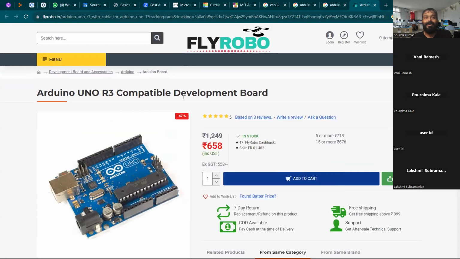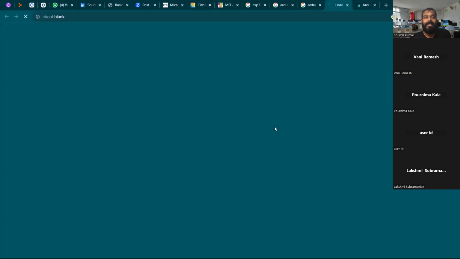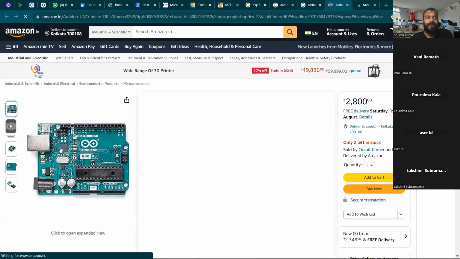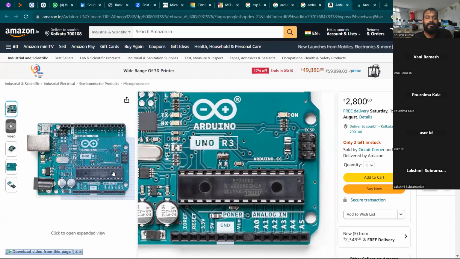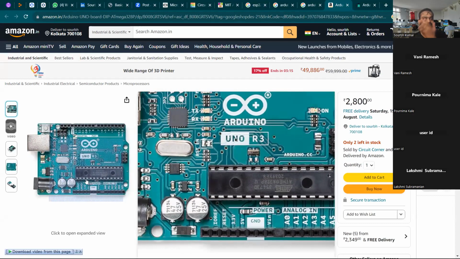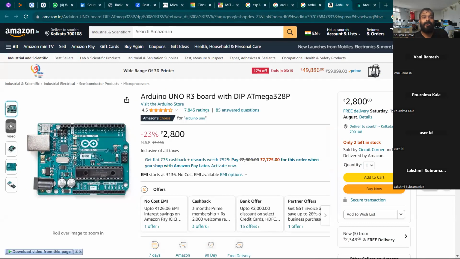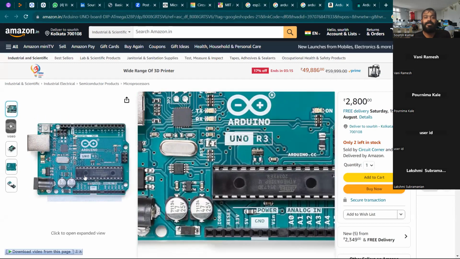Is this one the original? No, this is not the original. Let me show you the original one. You will not find the original one in the market because it costs too much. This one is the original one, R3. You know R3, the green one. The green one is the original.